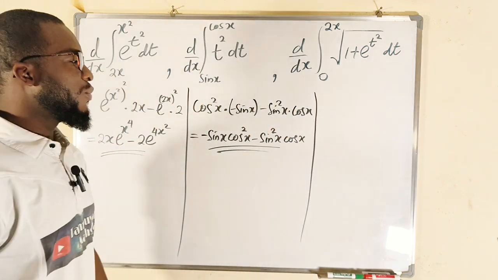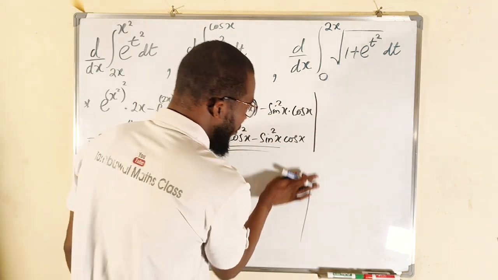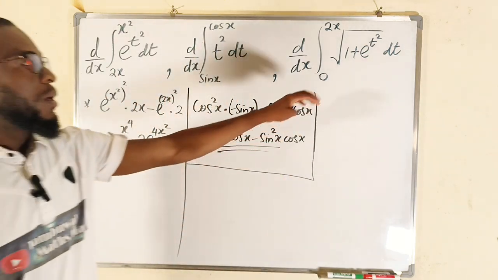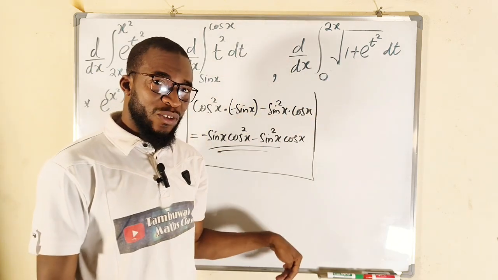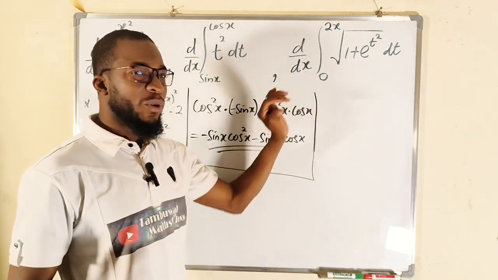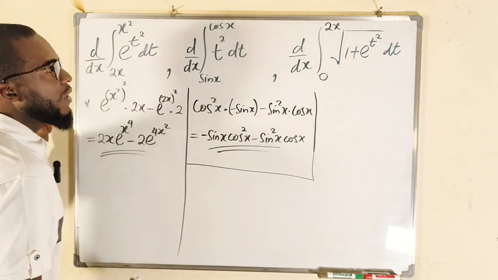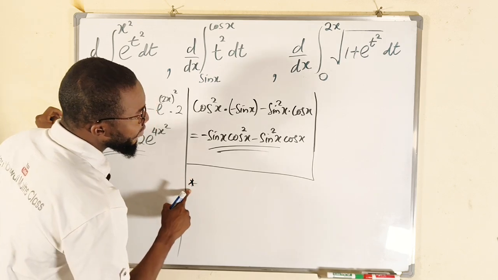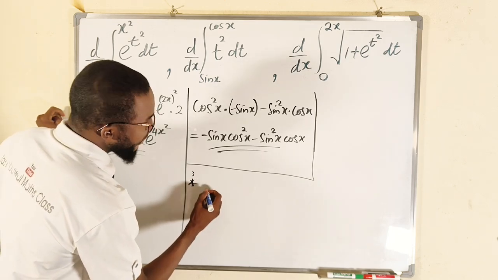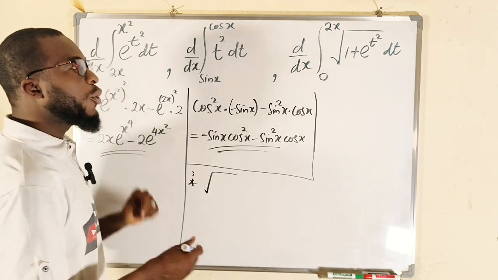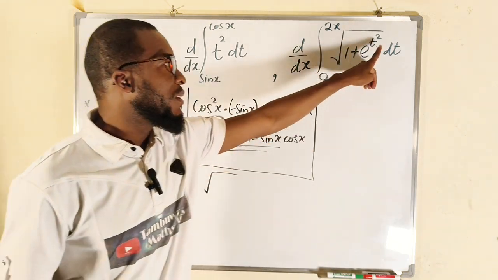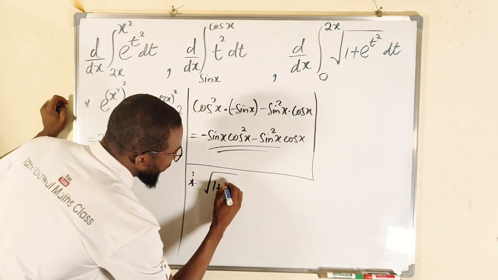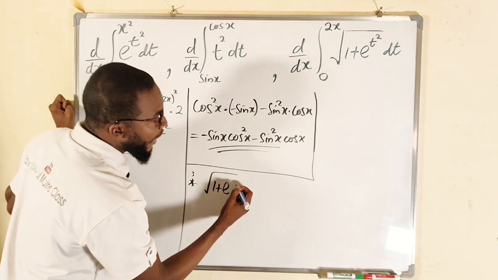Then moving to the last one. Let me do that here. Since we have a constant at the bottom, do not pay attention to the bottom, but if you like, you can substitute it. We take the function, which is the problem number 3, the square root of 1 plus e to the t squared. But that t will be replaced with 2x. So this will be 1 plus e to the t, which is 2x squared.